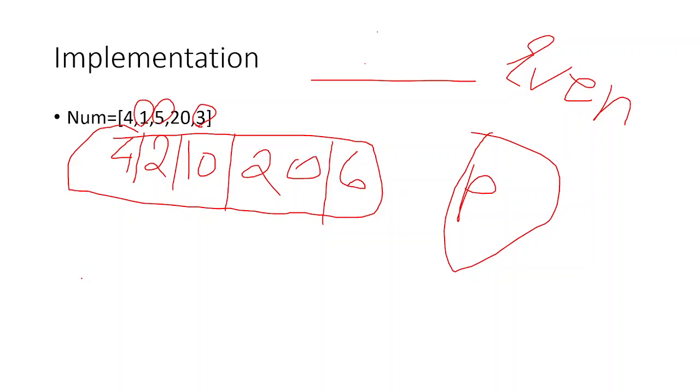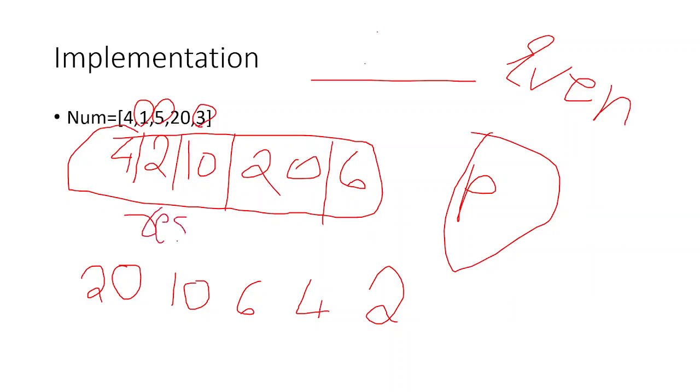So how will the priority queue look? Now it will be 20, because the max will be in the front, then 10, then 6, then 4, then 2. This is how the priority queue looks after putting these elements in. Now we just track the difference, that is the maximum minus the minimum. Let's take something like result, and in this result we store the maximum minus the minimum. What is the current difference between the maximum and minimum? That is 20 minus 2, that is 18.